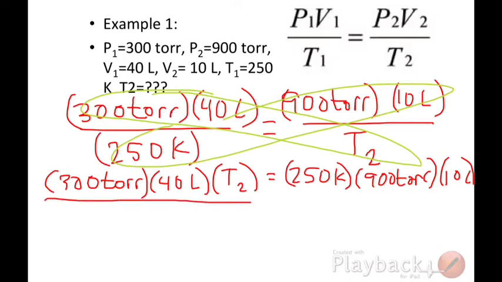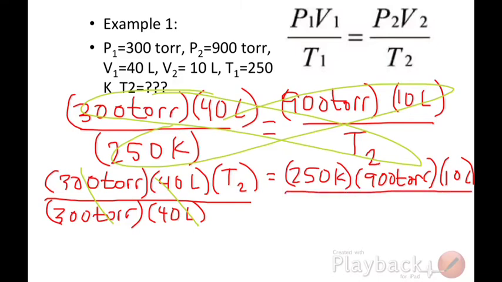And then to get T2 by itself, we want to divide by everything that's stuck to it by multiplication. So we're going to divide by the 300 torr and the 40 liters. That allows us to cancel both of those on this side. But we do everything that we do on one side of the equation to the other side also. So we have to divide by the 300 torr over here and by the 40 liters over here.